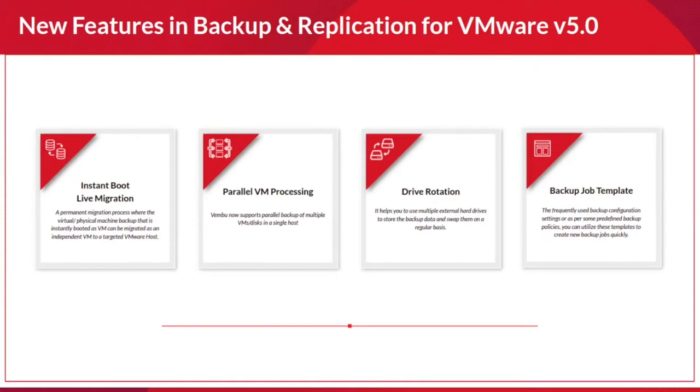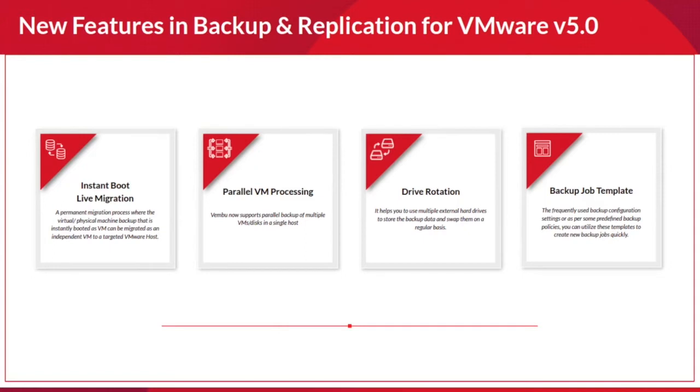Next, we have a backup job template. Until version 4.0, for every backup job you had to configure all the settings for each and every backup job, but we are simplifying it now. You can create multiple templates. These templates contain all the configuration for a backup job. For example, if you're adding a new VM and want to configure a backup job for that VM, you just create a backup job.